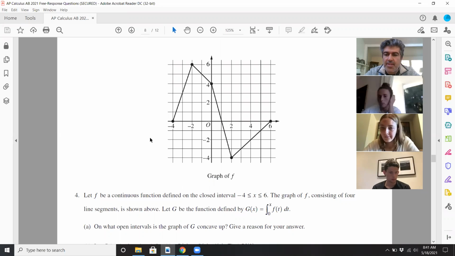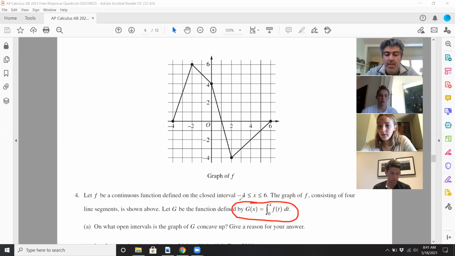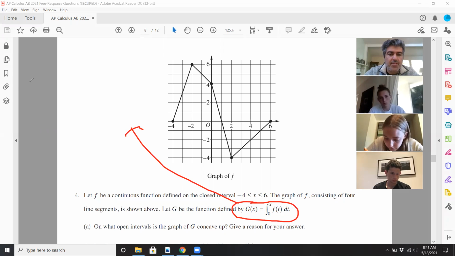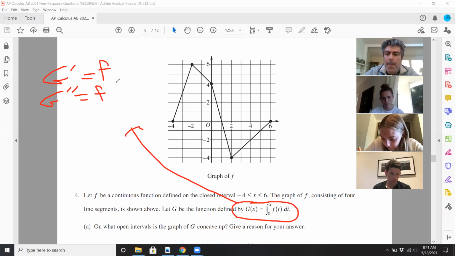So this is an FTC style problem. How do I know that? Because usually when the College Board tells you that some function equals the integral of another function, they're checking to make sure that you know this, that G prime equals F, and that G double prime equals F prime. You kind of want to establish that right away.